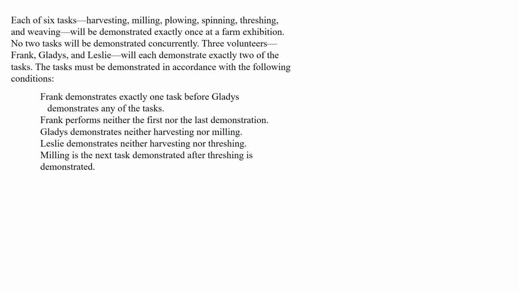The passage tells us each of 6 tasks, harvesting, milling, plowing, spinning, threshing, and weaving, will be demonstrated exactly once at a farm exhibition. No 2 tasks will be demonstrated concurrently. 3 volunteers, Frank, Gladys, and Leslie, will each demonstrate exactly 2 of the tasks. The tasks must be demonstrated in accordance with the following conditions.